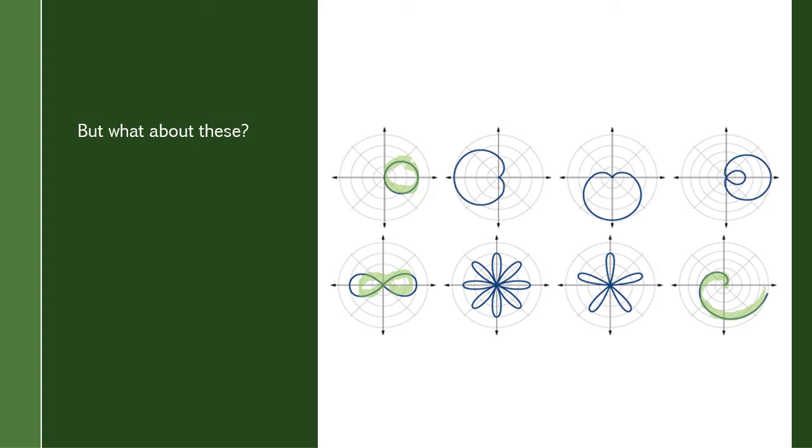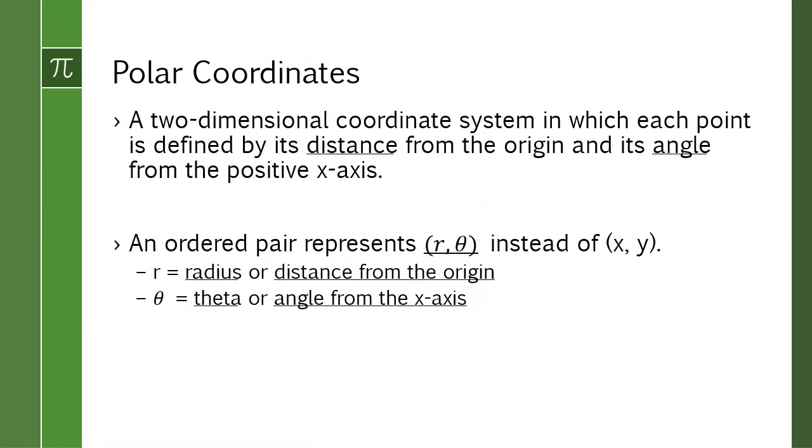So what we are doing here is we are going to introduce a whole new system of graphing things that is based on a circular pattern instead of a square or rectangular pattern. And that's going to give us a lot more flexibility to graph types of shapes that you couldn't easily represent before. And that is called polar coordinates.